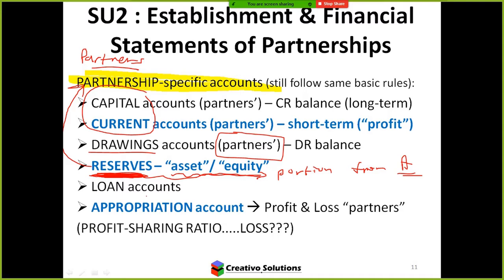You can have loan accounts here. Sometimes you have loans to partners and loans from partners.